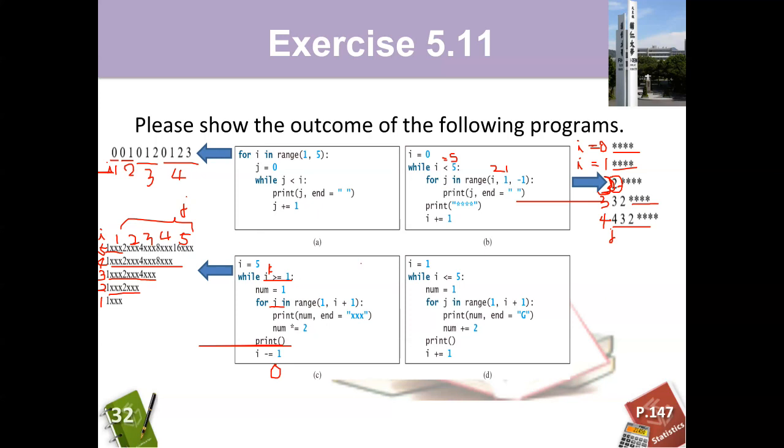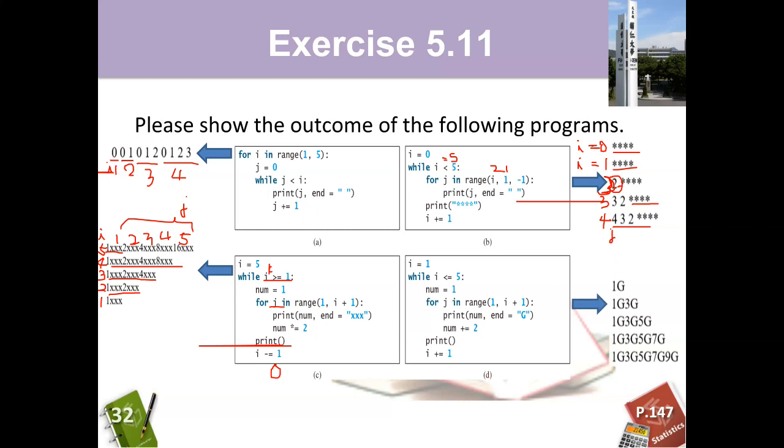So the nested loop is interesting, but it's more complicated compared to the single loop, because you have two different variables, and the variables will control different things, and you have to check which will control the inner loop and which will control the outer loop, right? So this is the last one.